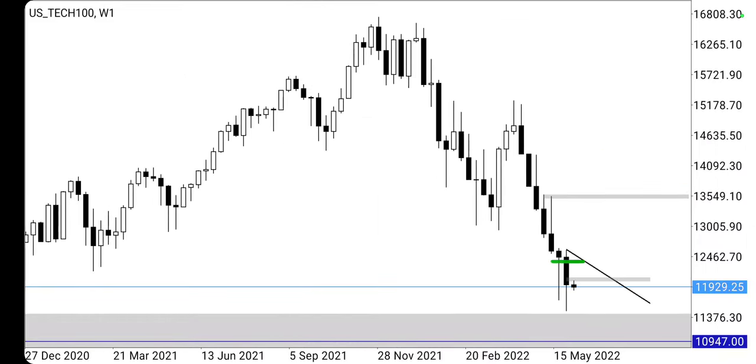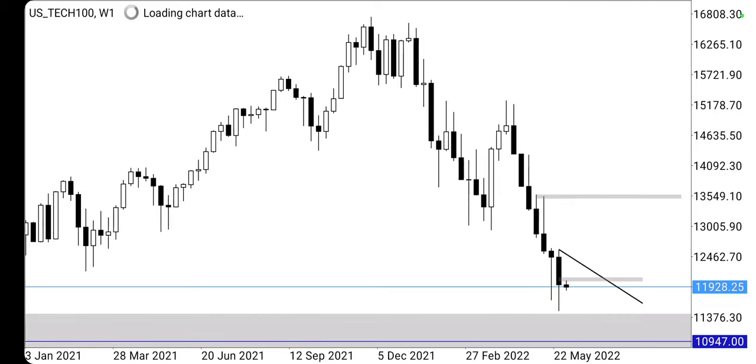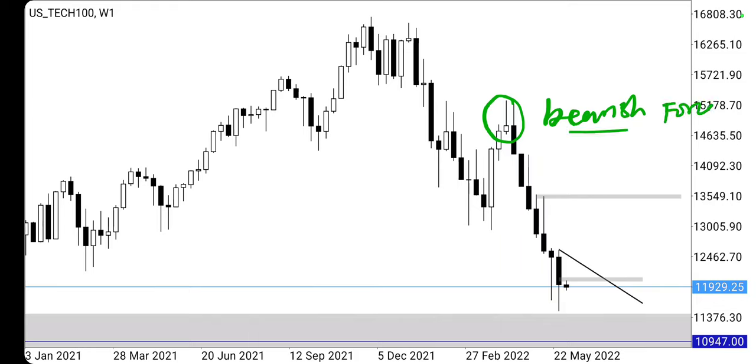Nothing much has changed. We had a pin bar, a rejection bar, but I said if we form a pin bar and we don't go above it and instead violate to the downside, it's pointless. It's like it's not there. Remember, when I form a pin bar, like in this case, what does it show? Bearish force.